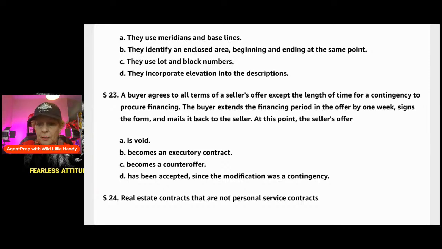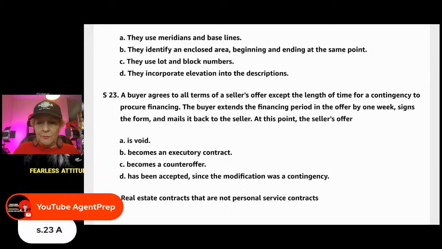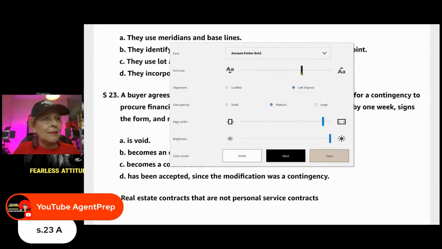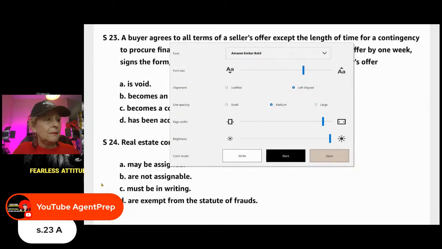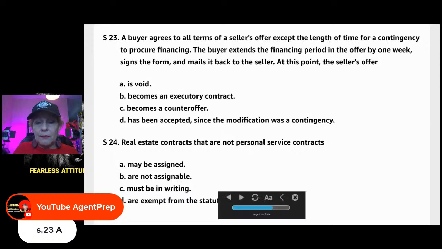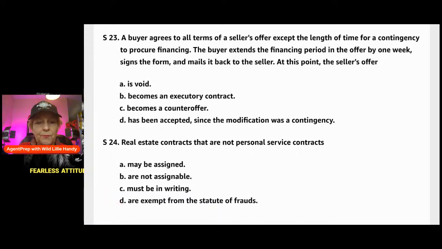Very good. Y'all did good there. Make sure we don't miss it. All right, number 24. Real estate contracts that are not personal service contracts: A, may be assigned. B, are not assignable. C, must be in writing. Or D, are exempt from the statute of frauds.